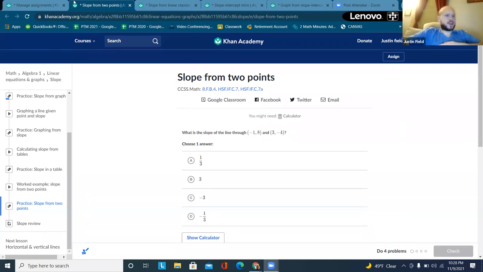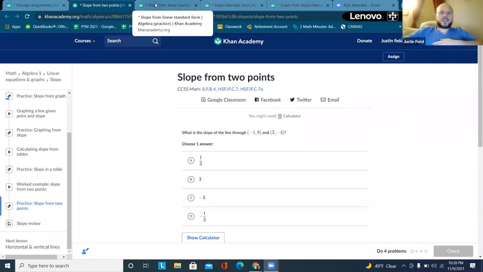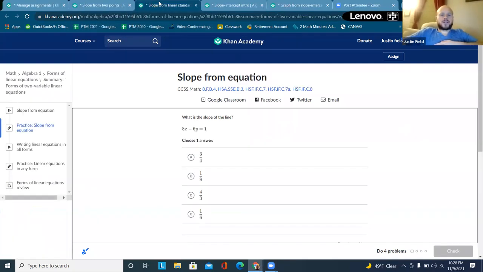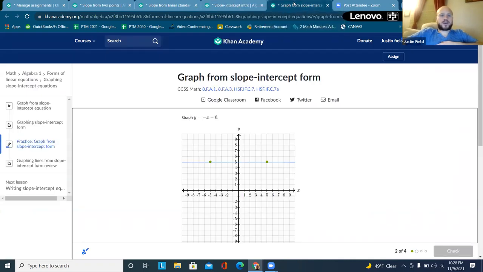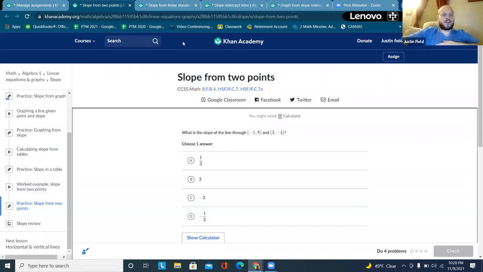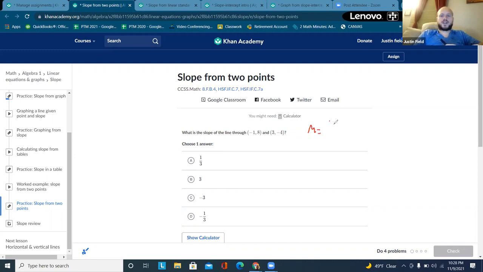Come on now. Slope from 2 points, slope from linear slope from equation, slope intercept intro, graphing. All right, this is like key stuff here. You need to pay attention when you go to algebra 1. You're ready to go. So this time, with slope from 2 points, let's focus in on the slope formula.